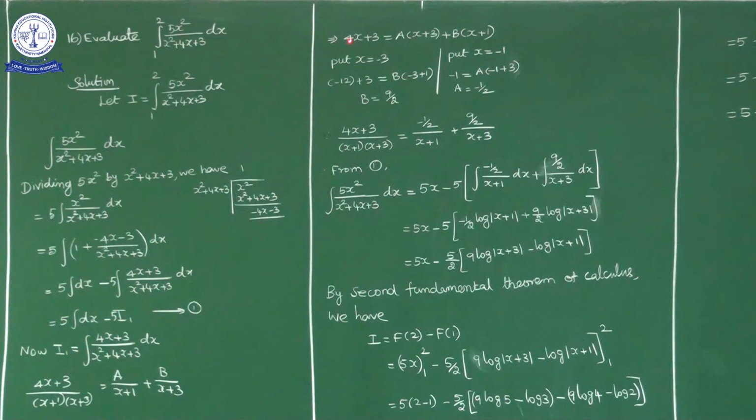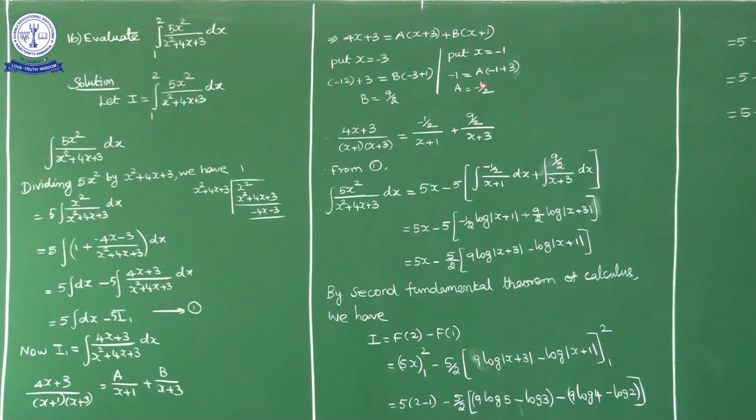On the left-hand side, in place of x, if you write minus 1: minus 4 plus 3, how much is that? Minus 1 is equal to a into (minus 1 plus 3), which is 2. So 2a is equal to minus 1. A is equal to how much? A is equal to minus 1 by 2.